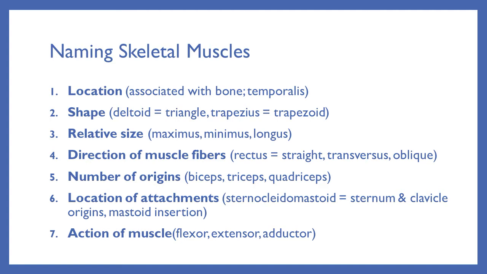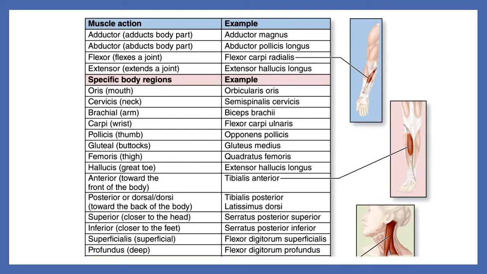Lastly, the action of the muscle can be used to name it. If a muscle flexes, we might call it the flexor. If it extends, we might call it the extensor. The adductor versus the abductor. So those are all useful as well. These charts give us examples of a lot of these muscle names.